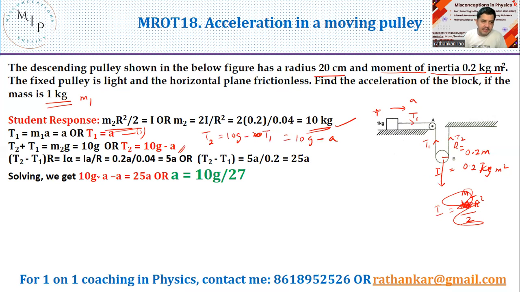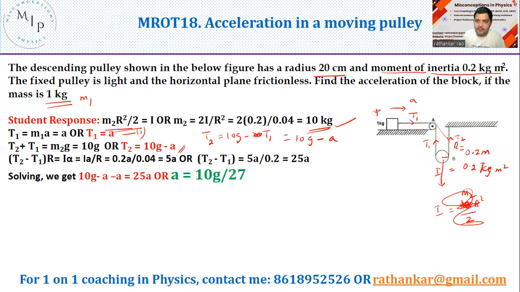Now the torque equation. What is the torque? This is the pulley. This is pulling it like this, and here this is also pulling. But this pulling is higher as compared to this T1. As a result, the pulley starts rotating like this, right? So I'll write T2 minus T1 into R.